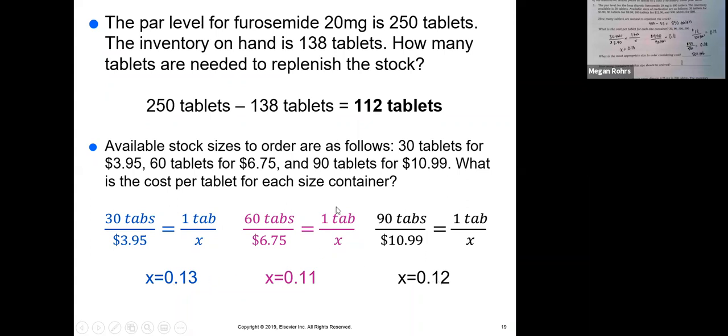We would probably choose to go with the 60 tab bottle because that gives us the lowest cost. And if there are 60 tabs in a container, we need 112 tablets. We would order 2 containers, which would give us 120 tablets, not too far over the par level. And once again, this is a drug that we would go through rather quickly.